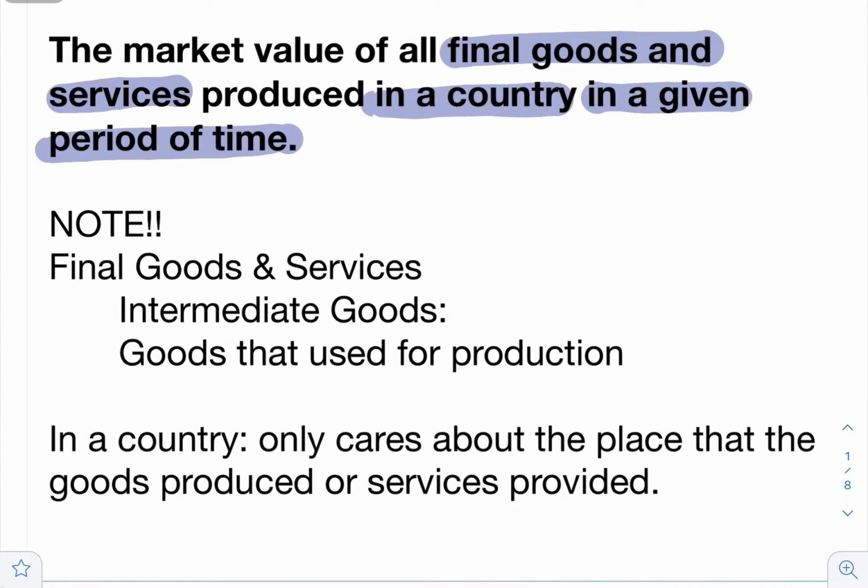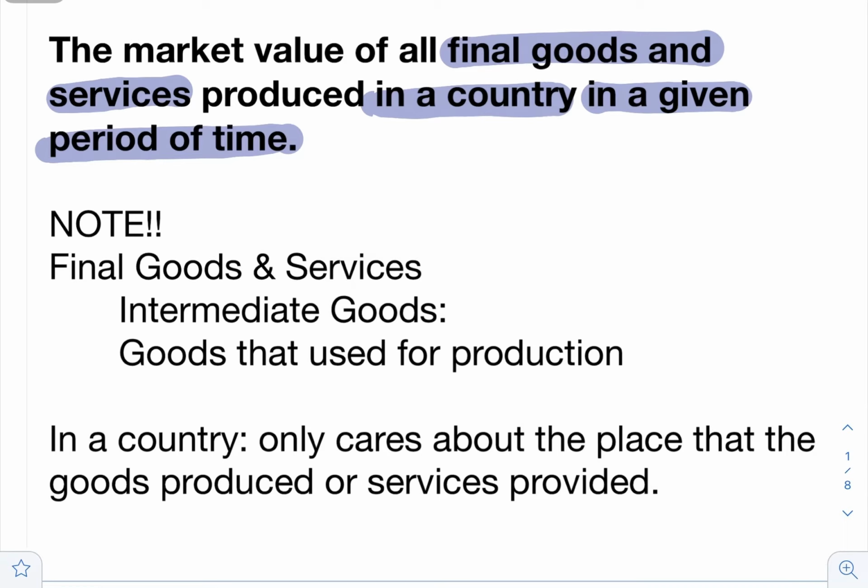For final goods and services, we only count final goods and services in GDP, not the intermediate goods, because we want to avoid double counting. And what are intermediate goods? Intermediate goods are goods that are used for production. For example, if you're producing a car, the wheels, the engines, and other materials you use to produce a car are intermediate goods.